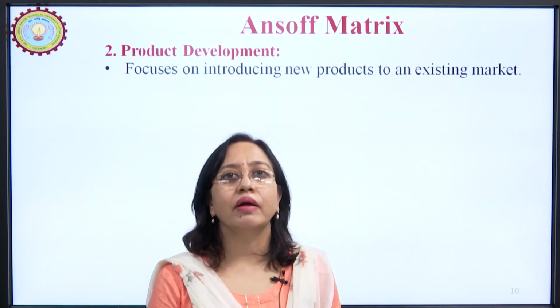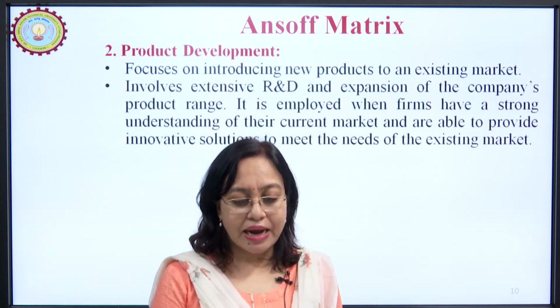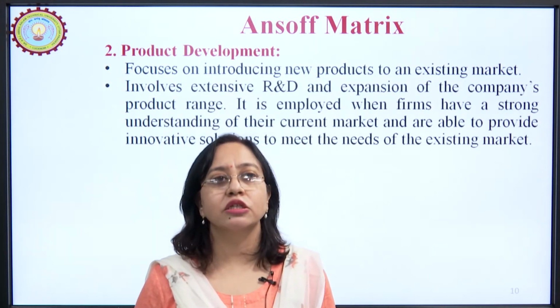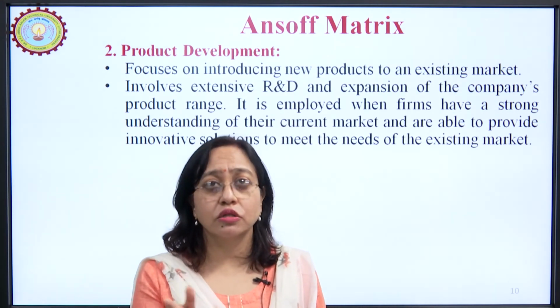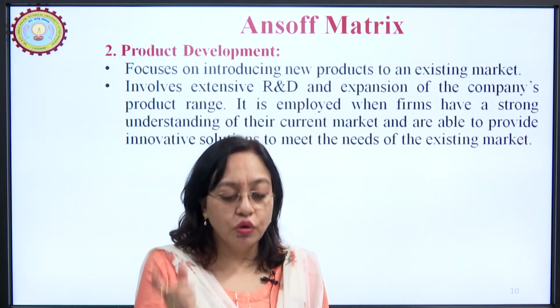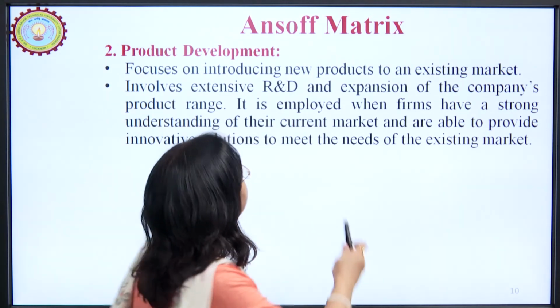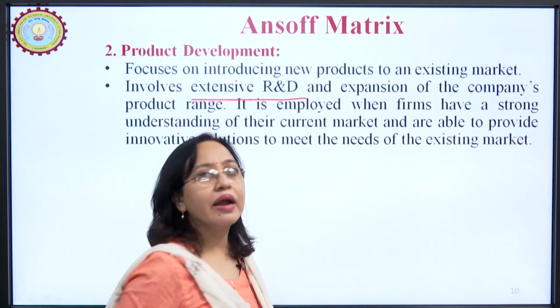Then product development. Product development introduces new products in existing markets. The customers are the same, but you introduce new products, or at least products with new features. So, there is obviously a lot of focus on R&D.